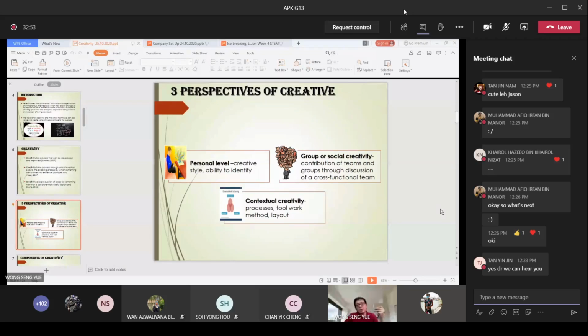But if I'm the entrepreneur, I will look at creativity from this perspective. Meaning to say, I will look at the process. If the process takes longer, I'm going to put in more money, so my cost will increase and my margin or my profit will decrease. At the same time, I will also look at what kind of machine, software, and tools are used in making this handphone. All this software, hardware, and every tool that I use will increase my cost.